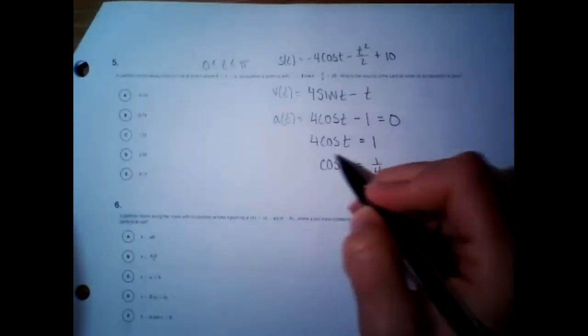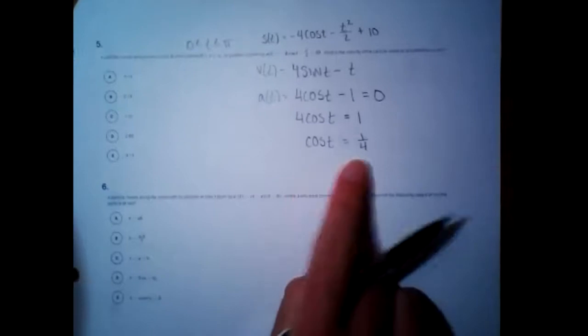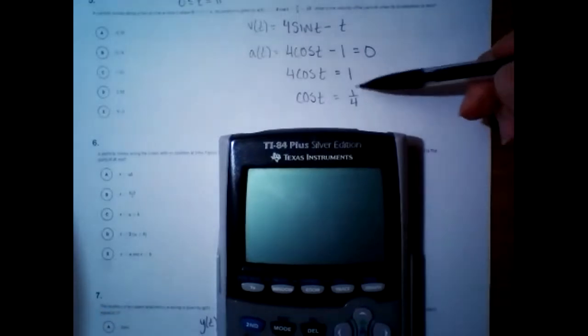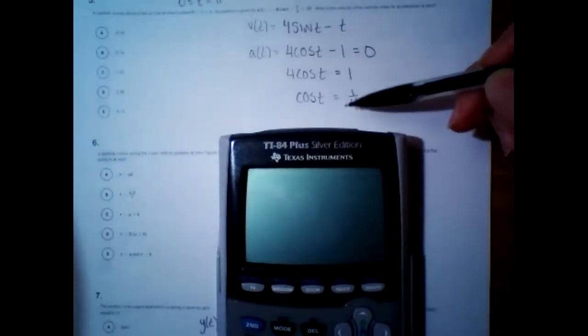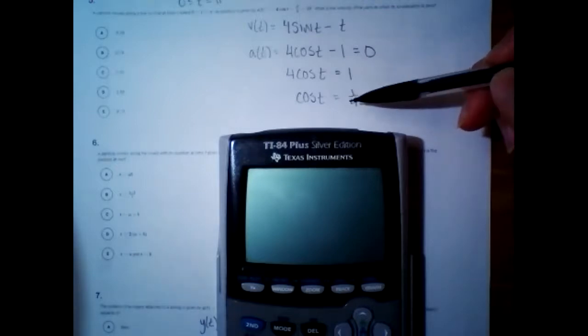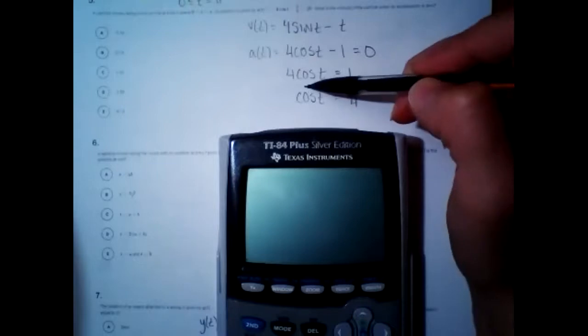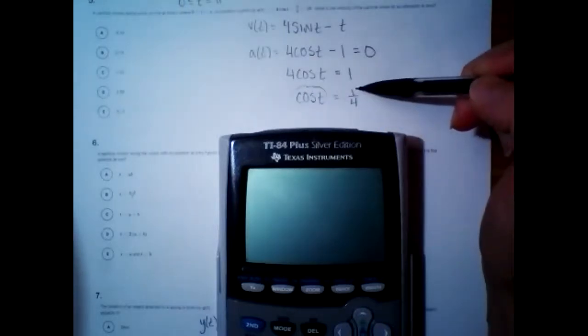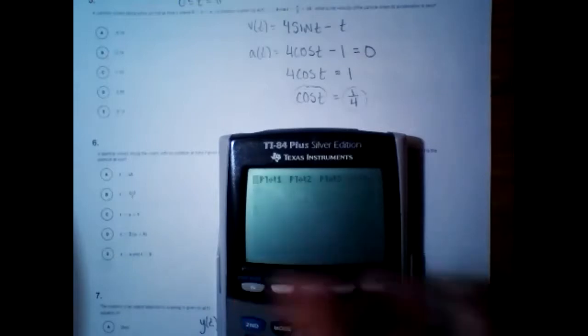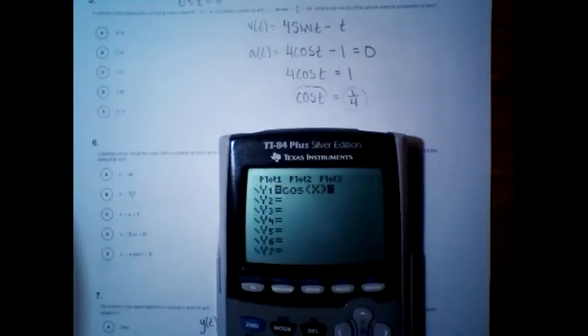All right, and then I divided over this 4. So I can't solve this without a calculator because 1/4 is not on the unit circle. If this came out to like square root of 3 over 2 or square root of 2 over 2, you know, then I'd be able to do it without a calculator, but I am going to need my calculator. So cosine is going to go in y1, 1/4 is going to go in y2. And we're going to calculate where they intersect.